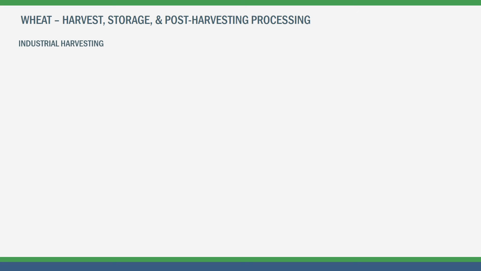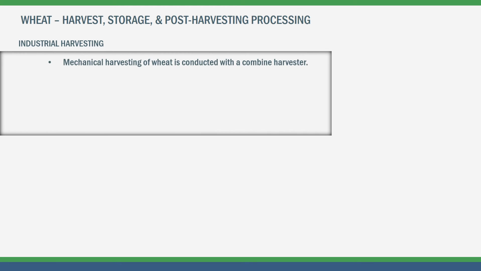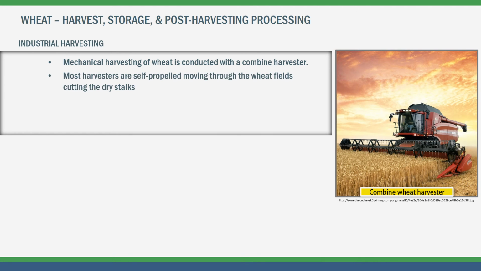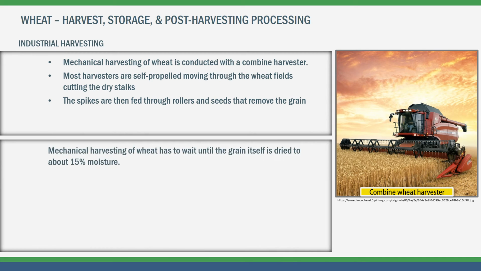On large industrial farms, mechanical harvesting of wheat is conducted with combine harvesters. Most harvesters are self-propelled, capable of moving through the wheat fields, cutting away the dry stalks. They can then feed these wheat stalks and spikes through rollers and sieves designed to remove the grains from the spikes. Mechanical harvesting of wheat has to wait until the grain itself is dried to about 15% moisture level.